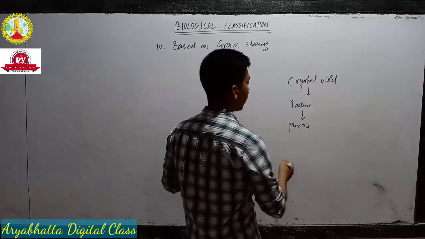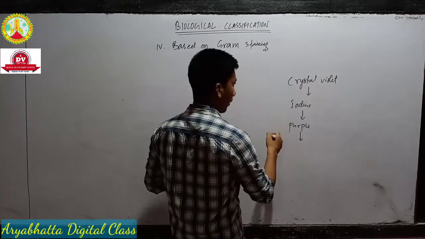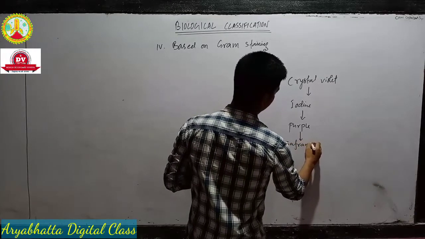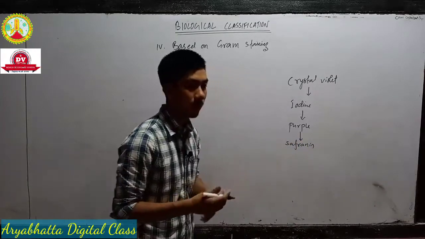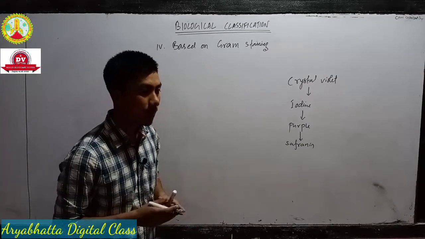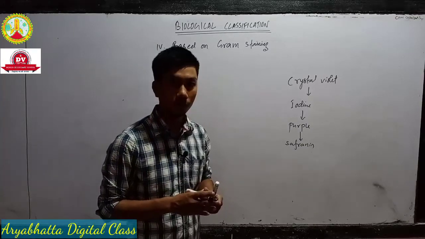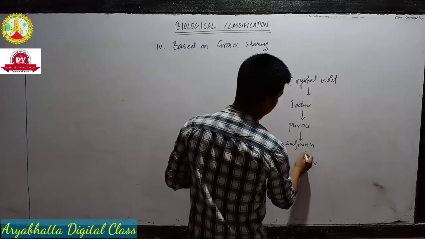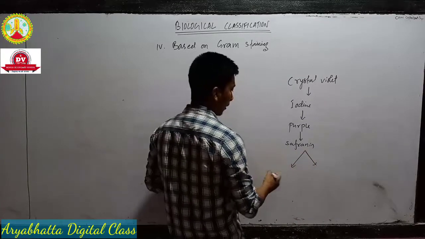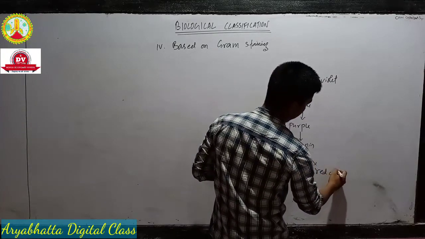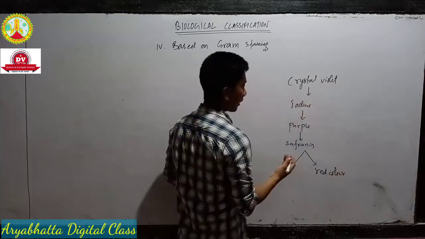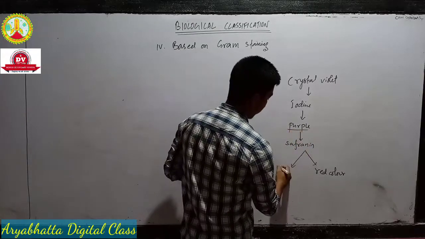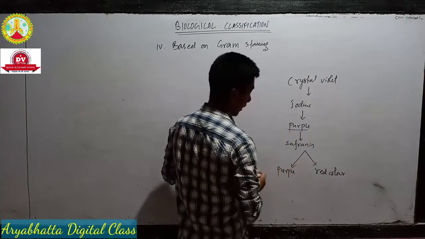Then again scientists add one more chemical, safranin. Then they found out that one of the slides out of two became red color. One slide became red color, the other slide remained as it is, purple. The color did not change in the other slide.